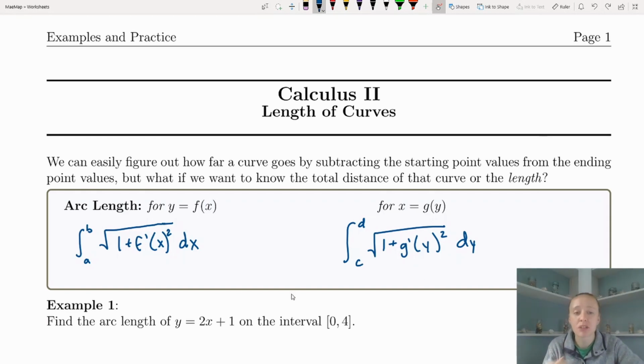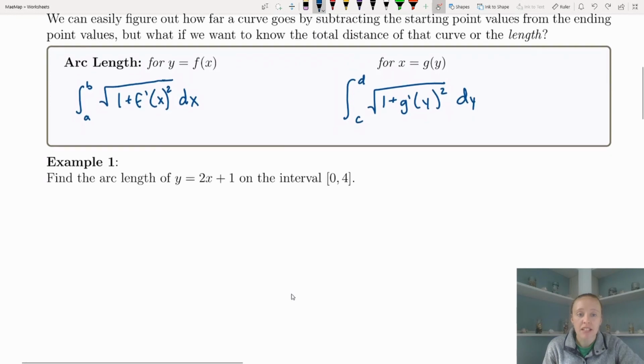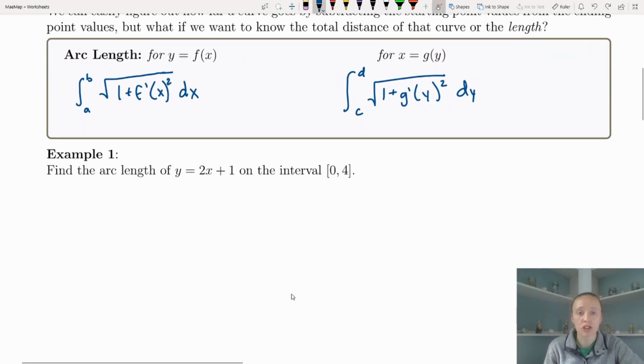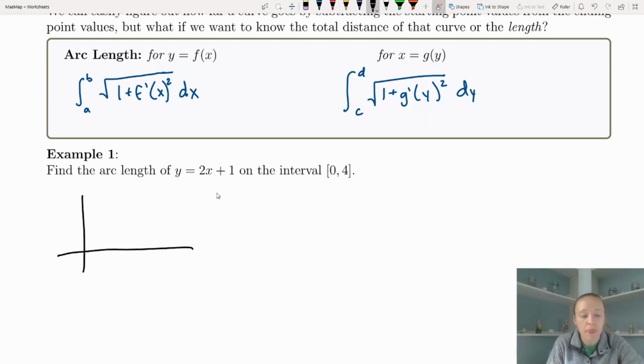So let's jump into example 1. Example 1 asks us to find the arc length of y equals 2x plus 1 on the interval from 0 to 4. Let's think about what y equals 2x plus 1 looks like. We have a y-intercept of 1, and for the ending value, if we plug in 4, 4 times 2 is 8, plus 1 is 9, so we'll be at 4 in the x and 9 in the y. So here's the point 4, 9. The y-intercept, where we're starting our interval, is 0, 1.